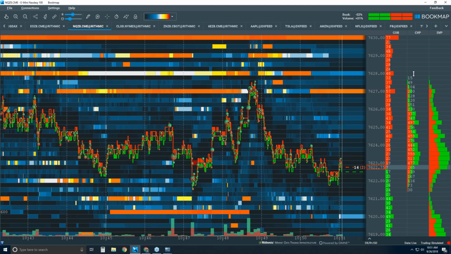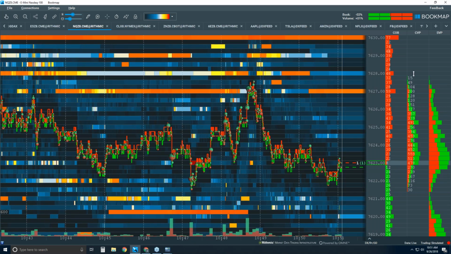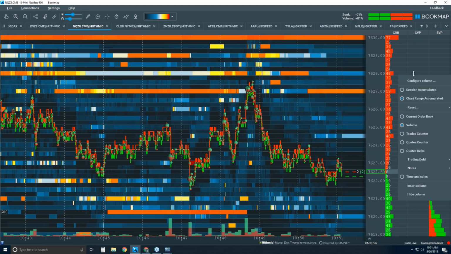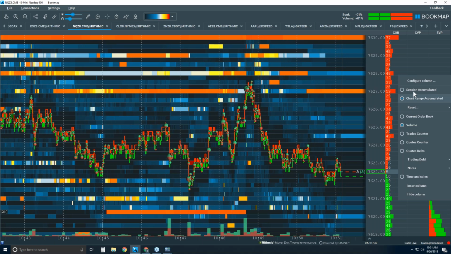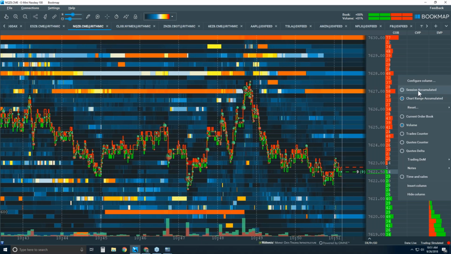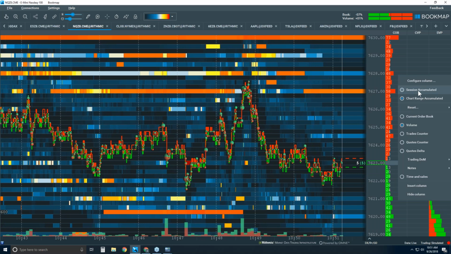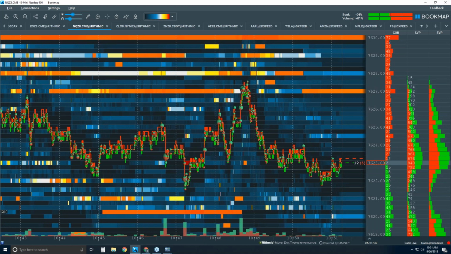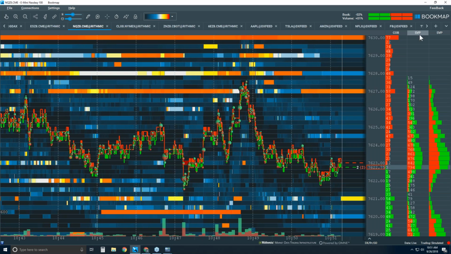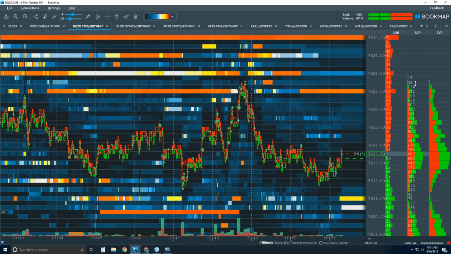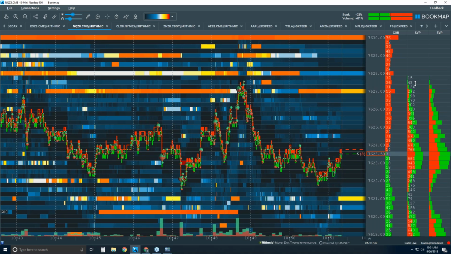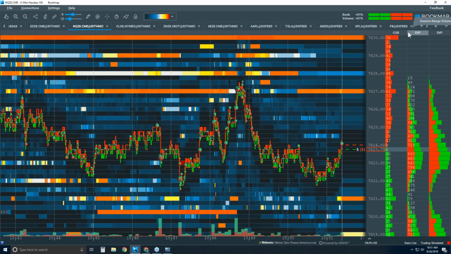Now, if I right click again, I have these choices here. I can turn this into session accumulated. Okay, and the distinction here is that now I'm looking at all of the volume that accumulated since I opened up my Bookmap. Okay, and SVP stands for session range volume profile.